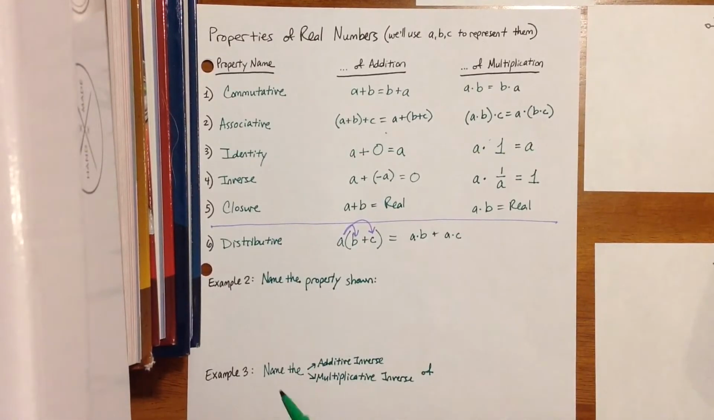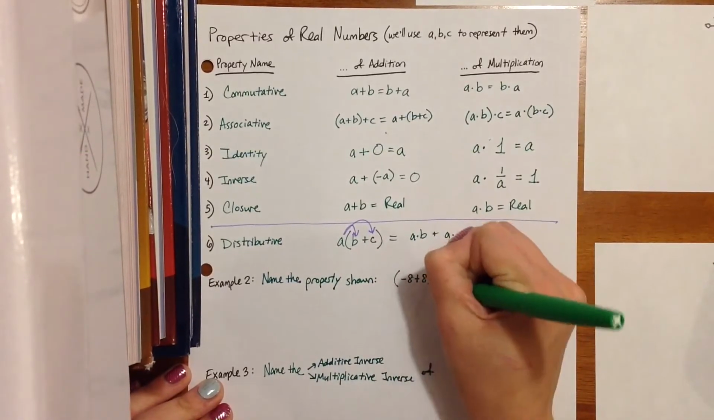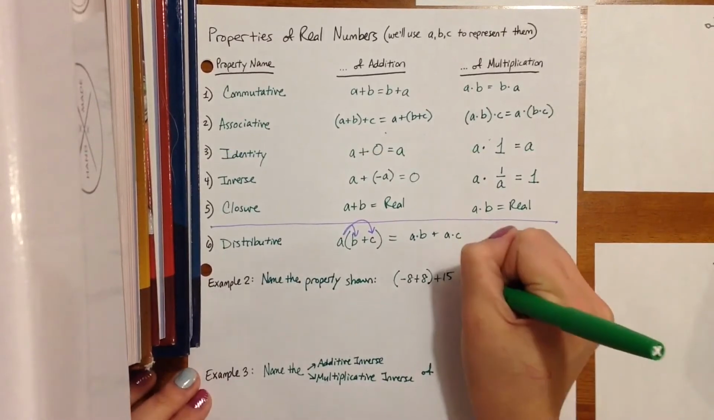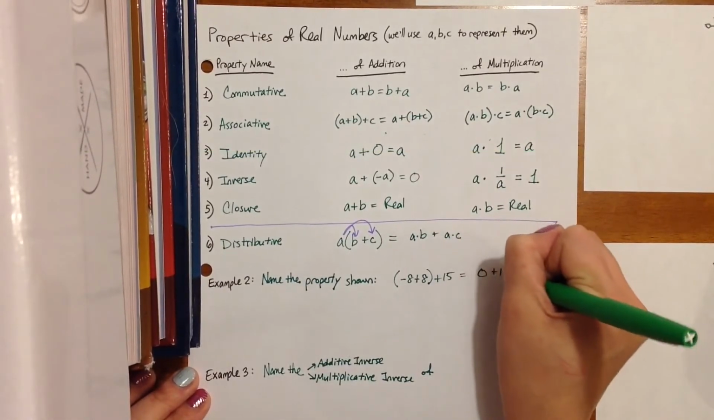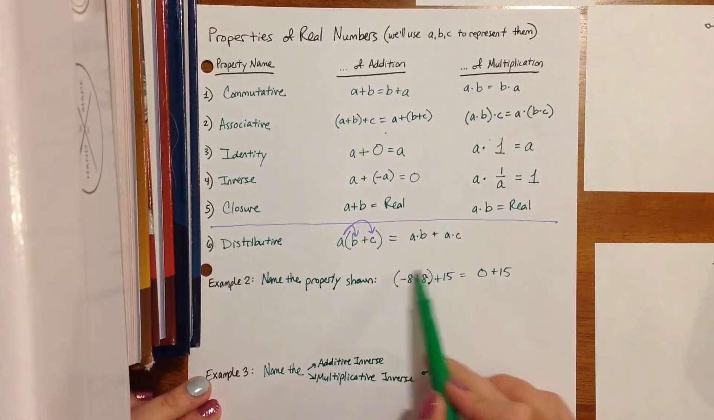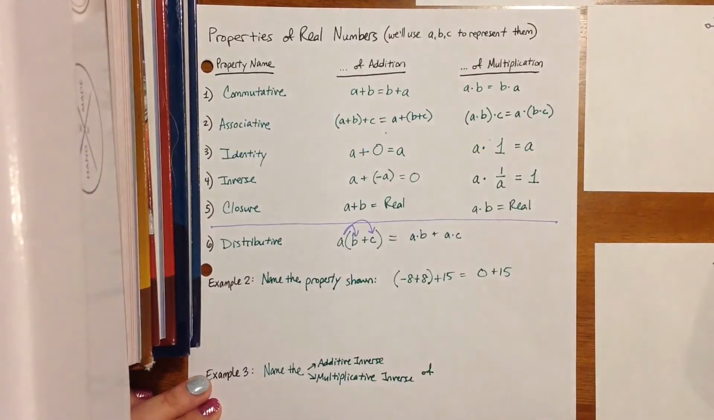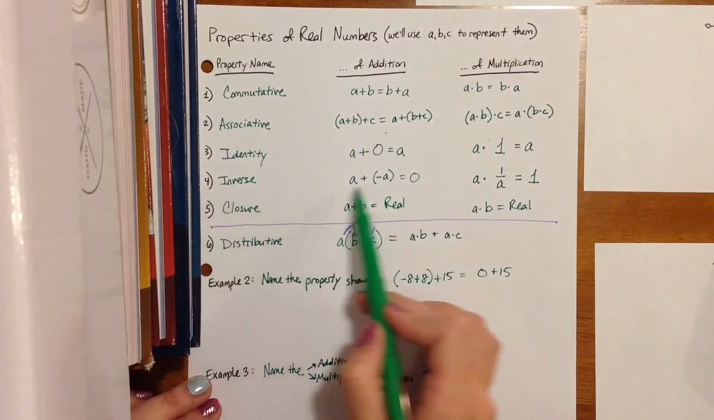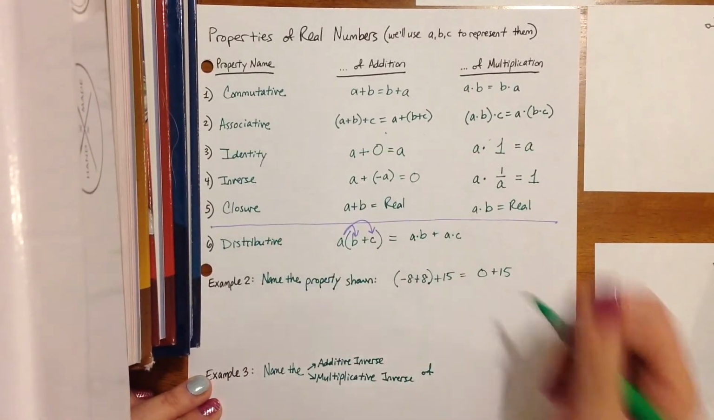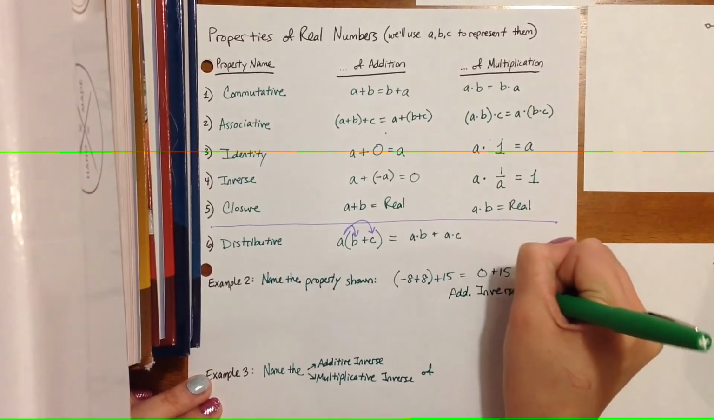Now, let's say I wanted to name the property that was shown. Let's say I had something like -8 plus 8 plus 15, and I see that that simplifies to 0 plus 15. Don't mind my puppy dog, he's trying to help us do math right now. So, when I see this -8 plus 8 becoming 0, I look to my properties up here and I see that that happens when I have the inverse of addition. So this is my additive inverse property at work.